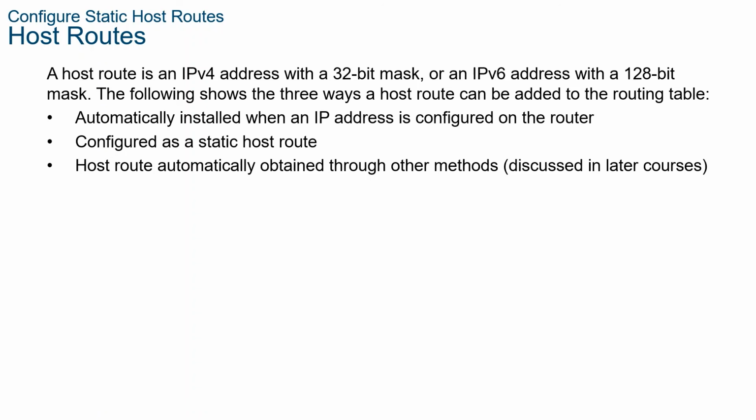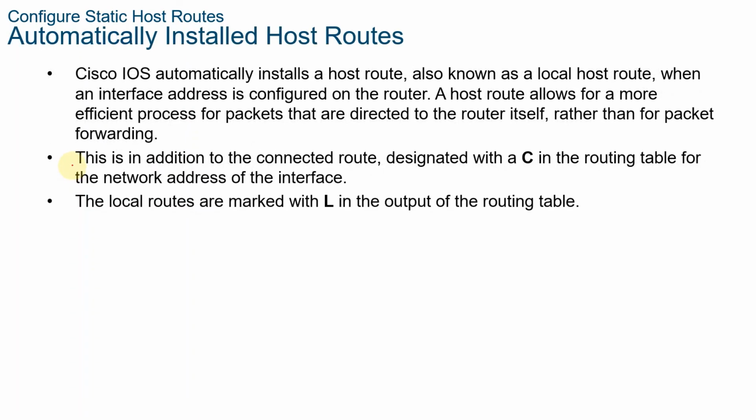The following shows the three ways a host route can be added to the routing table. First, automatically installed when an IP address is configured on the router. Second, configured as a static host route. And third, host routes automatically obtained through other methods, which will be discussed later in the courses.